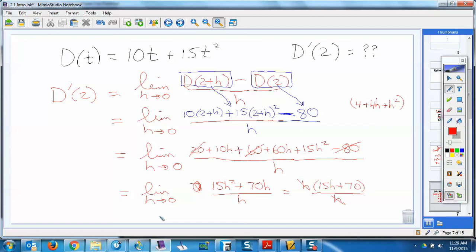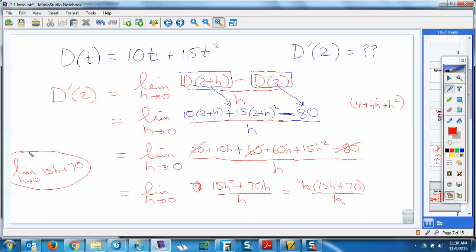Now, I'm out of room. It should really go down here, but I'm going to go off to the side here. So I've got limit as h goes to 0 of 15h plus 70. Now, I'm not done, but I'm going to circle that here. So now let's think about this a minute. As h gets really, really small, tell me what's going to happen to this. Isn't this going to get closer and closer to 70? Because 15 times a really small number is going to just keep getting smaller and smaller, right?